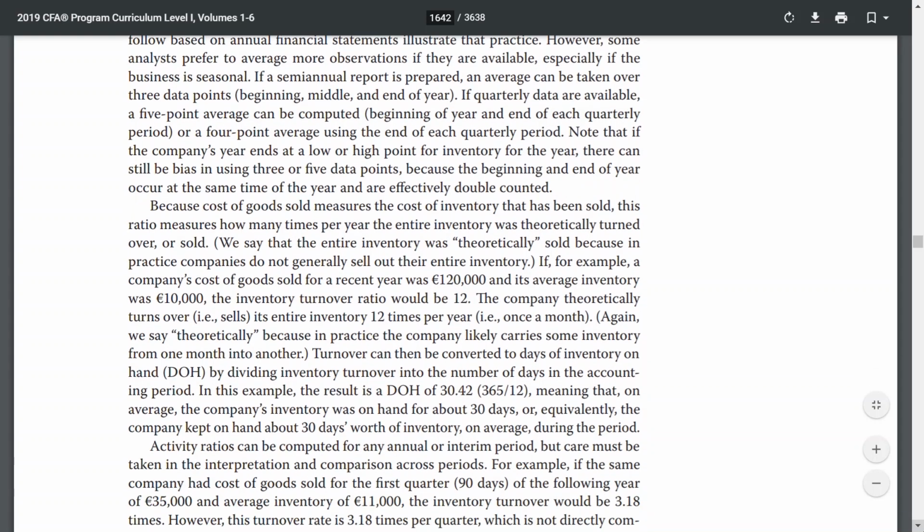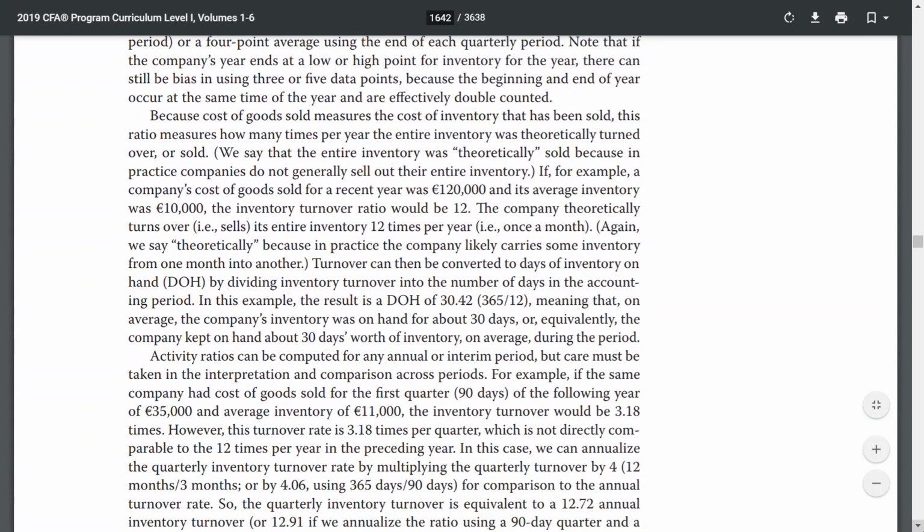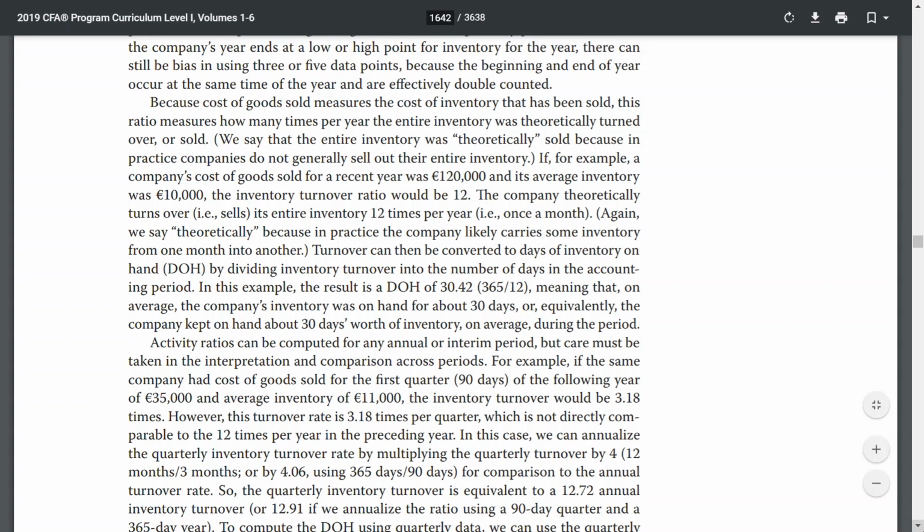So this is quite self-explanatory. Because cost of goods sold measures the cost of inventory that has been sold, this ratio measures how many times per year the entire inventory was theoretically turned over or sold.